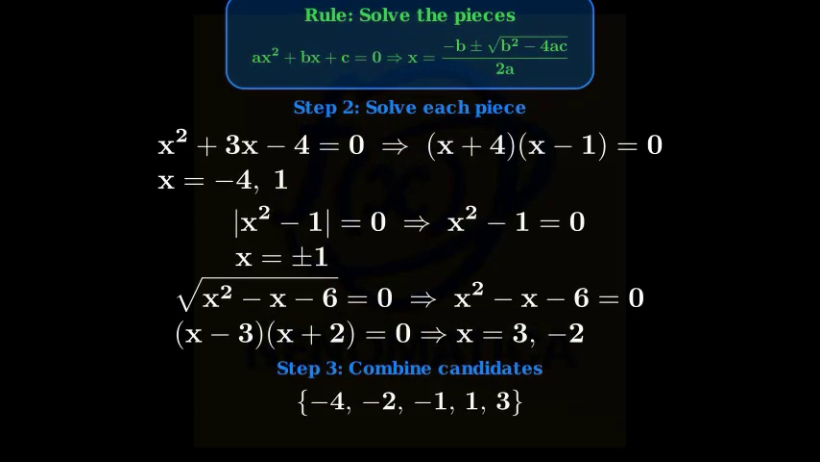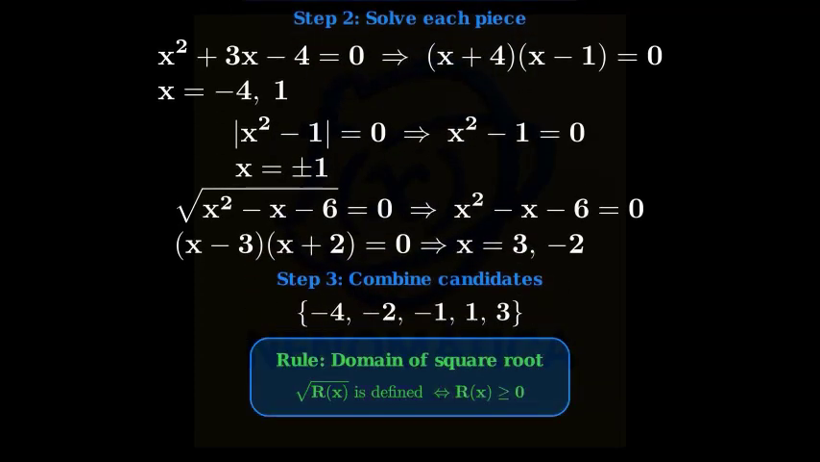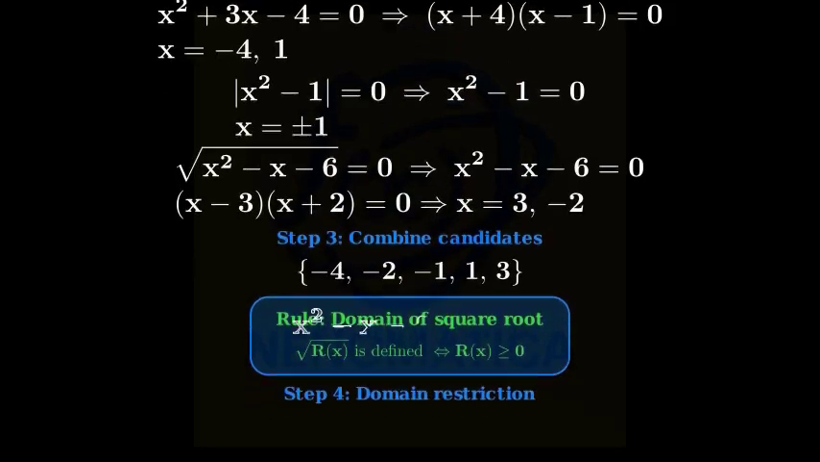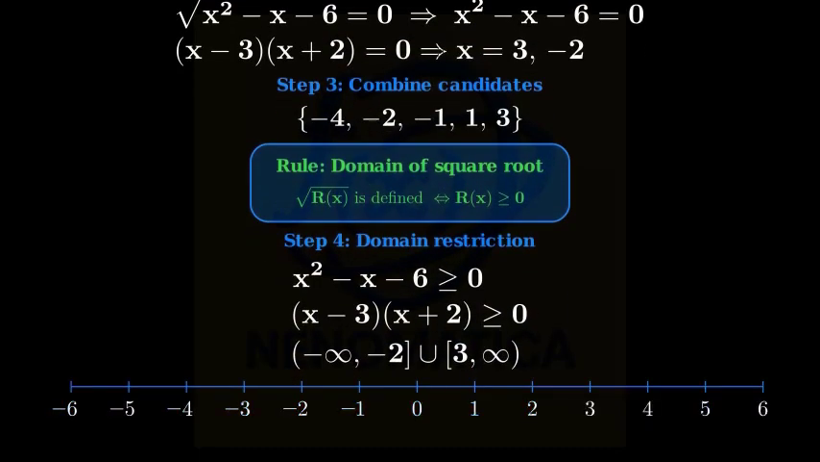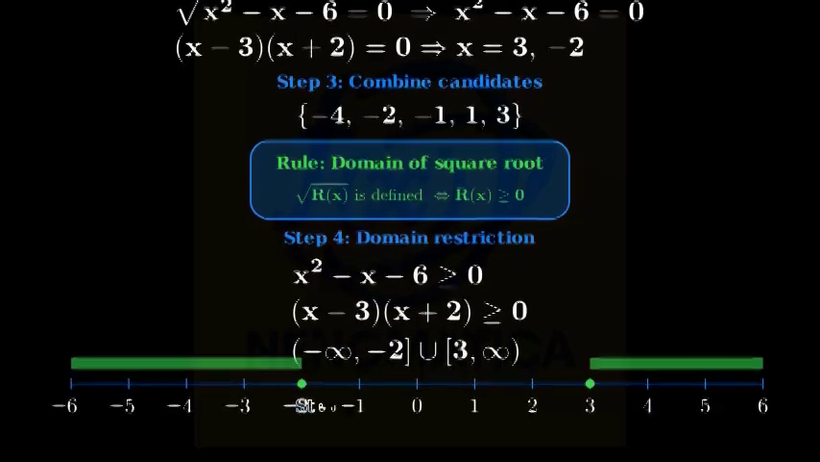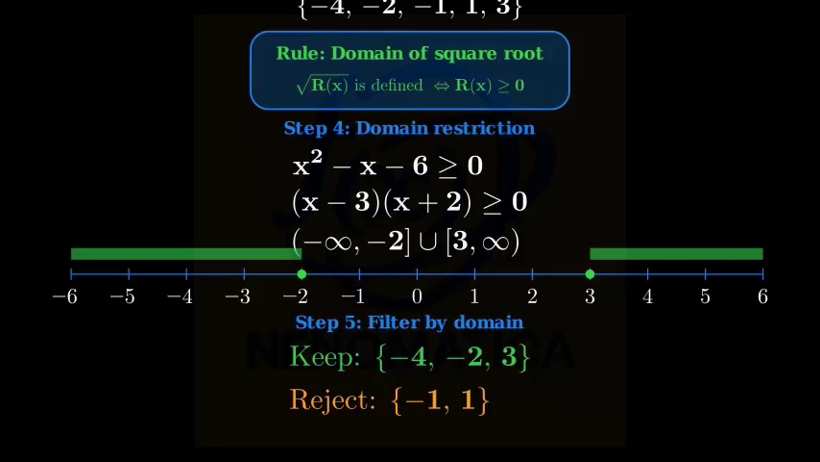Step 4. Enforce the domain of the square root. The radicand must be greater than or equal to 0. That is, x squared minus x minus 6 is greater than or equal to 0. Factoring gives x minus 3 times x plus 2 greater than or equal to 0. So the allowed x are less than or equal to negative 2 or greater than or equal to 3. Step 5. Filter the candidates by the domain. Negative 4 and negative 2 are allowed. 3 is allowed, but negative 1 and 1 lie between negative 2 and 3 where the radicand is negative, so they are rejected. Final answer.